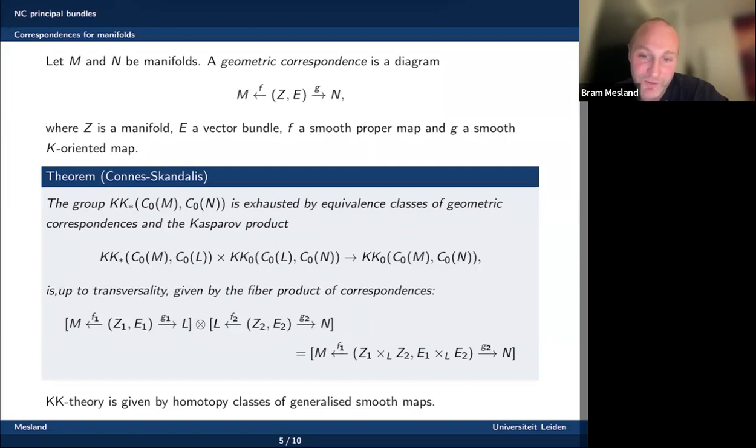So you take the fiber product of the spaces Z1 and Z2 and basically the tensor product of the two vector bundles that you have there. And so this adds further credibility to this point of view that in fact, KK theory is really given by homotopy classes of generalized smooth maps.